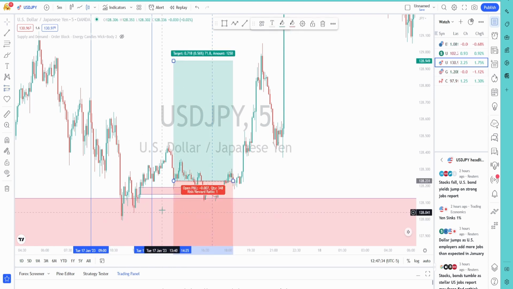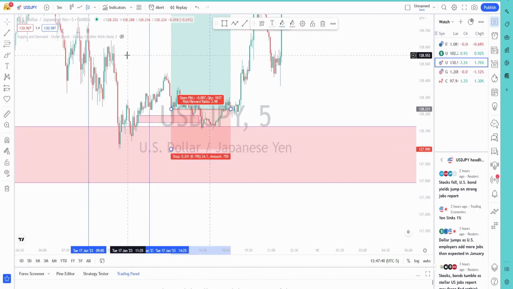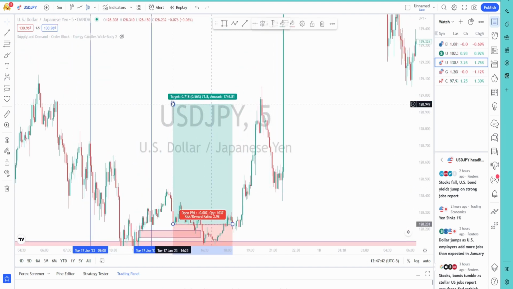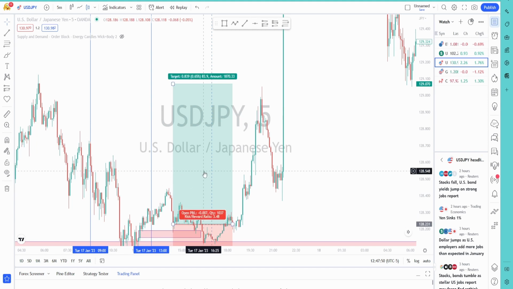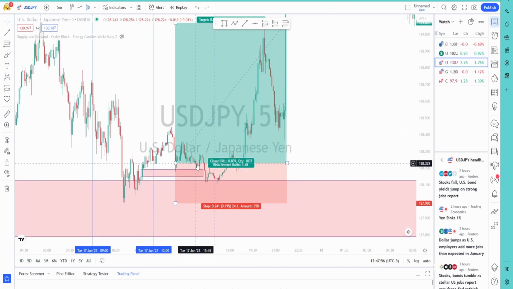At that point, you're just going to put your stop loss just below the low here and target the high. I always aim for the body, not the wick. And you can see with this example here that there's a 3.48.